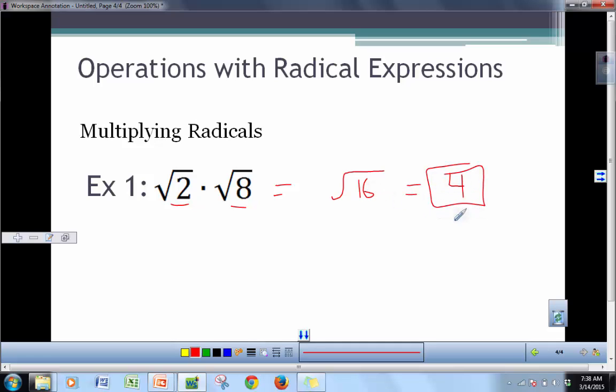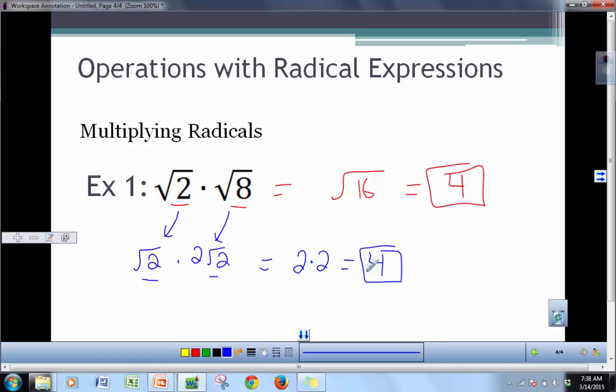Pretty easy stuff. An alternate way to do it is you can simplify your radicals first, then multiply. We know that the square root of 2 can't be simplified. We know that the square root of 8 is the same thing as 2 root 2. Well, if we multiply the radicals, root 2 times root 2 is 2, times the existing 2 that's in front as a coefficient, and that also gives you 4. So it verifies both ways work. I think the way we did it in red at the beginning was a little bit easier.